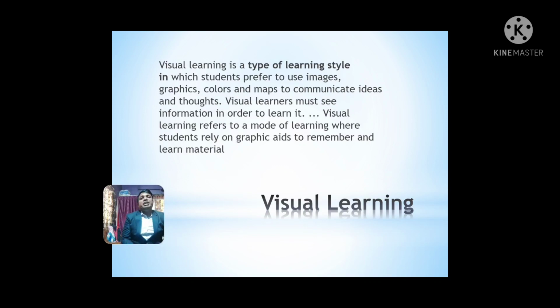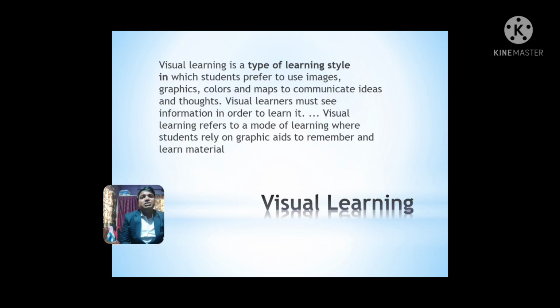Visual learning is a type of learning style in which the student or the person prefers to use images, graphics, colors, and maps to communicate ideas and thoughts. Yes, these are examples of visual learning styles. And in addition to these, now some video conferences are there. Video learning is also there. The best example of visual learning is Byju's.